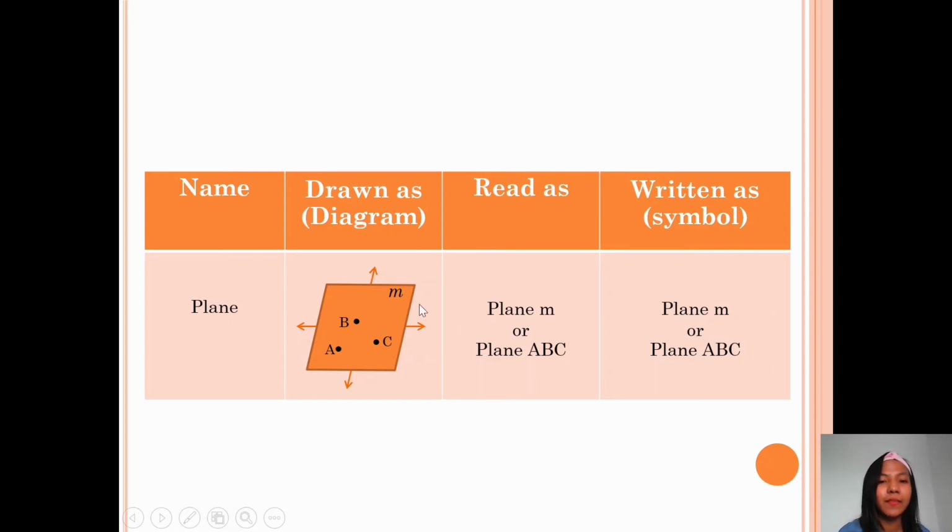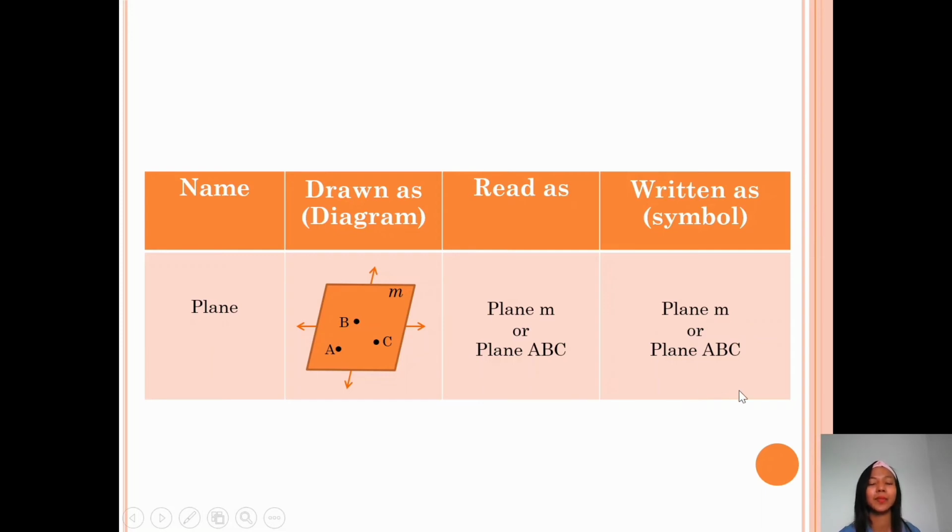All right. So in this diagram, this drawing, you will call it or read it with only one letter. So here, plane M. Or with three points, plane A, B, C. So either of them is correct. When you write it, it's the same as how you read it. So plane M or plane A, B, C. So just write the word plane and then the letter M, only one letter. And if you feel like writing it with the non-collinear points, just write the word plane and then A, B, C. Just take note of this.